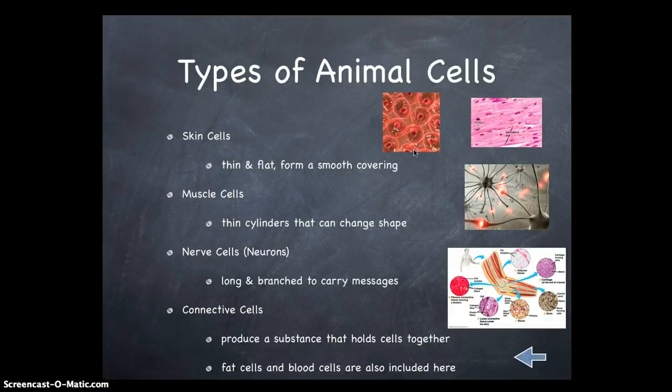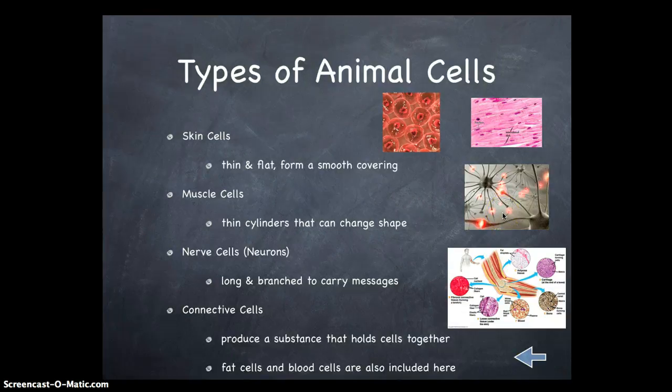Muscle cells are thin cylinders that can change shape. If you think about flexing, you stretch your arm out really far and straight. Your biceps muscle cells are long and skinny, but as soon as you flex and that little muscle pops up, or maybe it's a big muscle, those thin cylinders become shorter, fatter cylinders, and that's why that muscle is visible then.